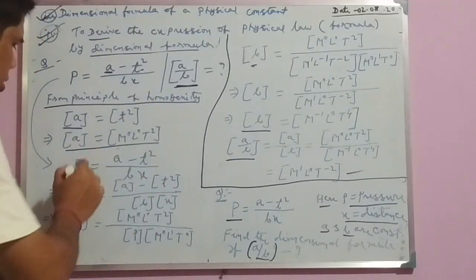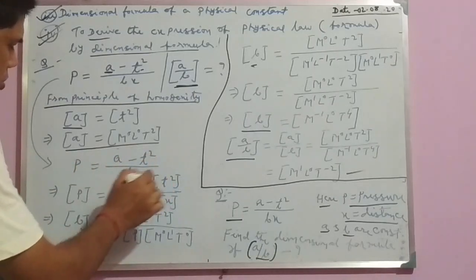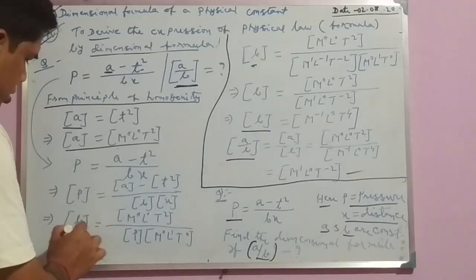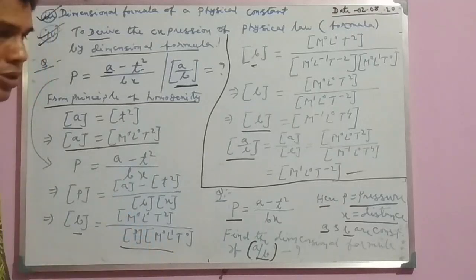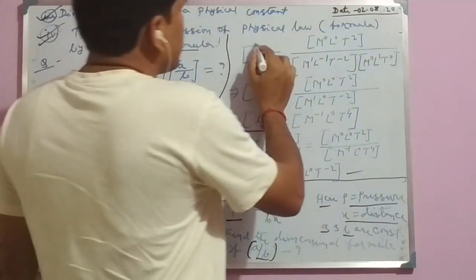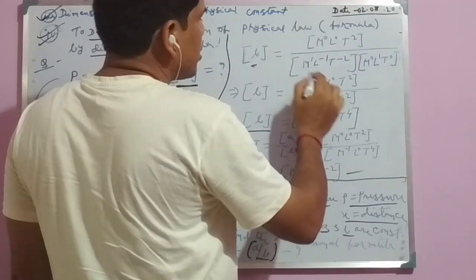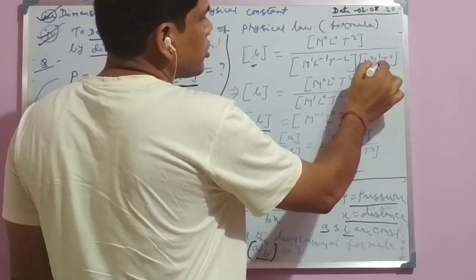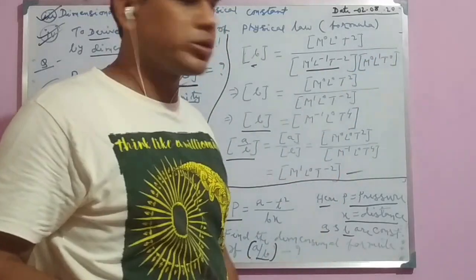Now again we have written the equation p equal to a minus t square by bx. Now we have to find the dimensional formula of b. Now the dimensional formula of b equal to, we have written this, p means air pressure. So the dimensional formula of b equal to m to the power 0 l to the power 0 t square, divided by m to the power 1 l to the power minus 1 t to the power minus 2 times m to the power 0 l to the power 1 t to the power 2, and this is the dimensional formula of pressure.